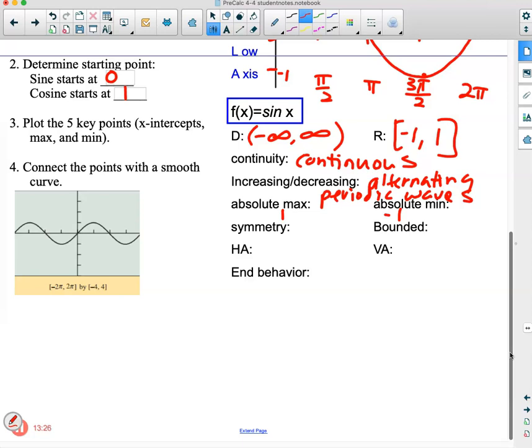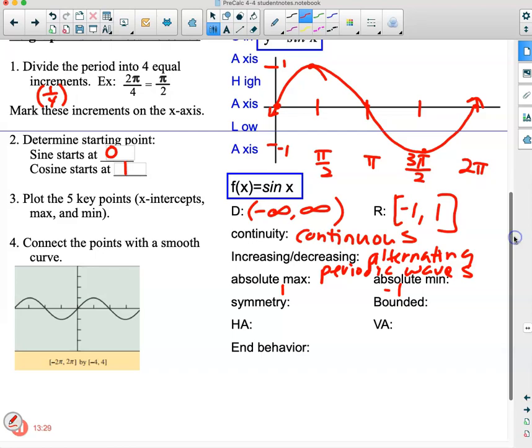Symmetry. So this one, let's think about it for a second. Remember, our choices are even, odd, neither. And even symmetry means you could reflect it over the y-axis and get the same thing. Well, that's not going to look like that because it's going to go down here. So this one's not even. And then you think about 180-degree rotation. Oh, yep, that's going to match. This one's odd. Bounded. Yes, 1 and negative 1 are top and bottom. So I'm going to write bounded.